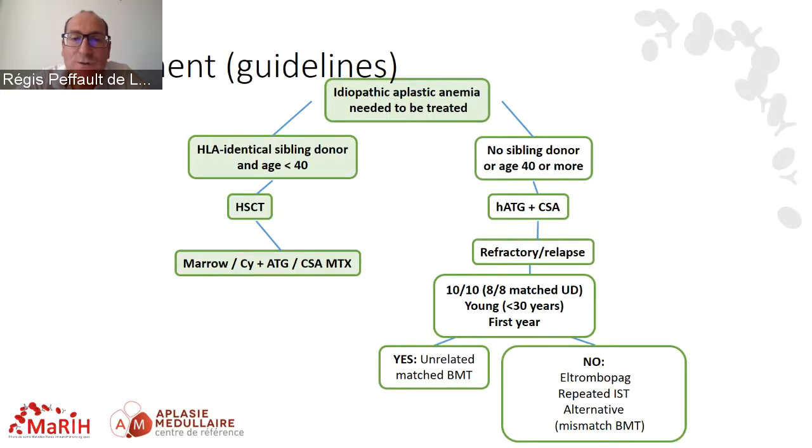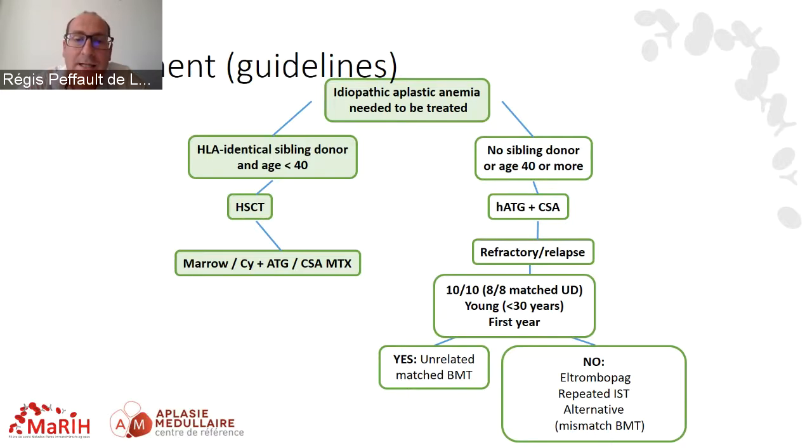The HLA identical sibling donor is still the donor of choice for patients who are older than 40. Obviously, for pediatrics, which I think is mainly the audience, this is the main choice when you have a sibling available. You should use marrow to avoid the risk of graft-versus-host disease. Cyclophosphamide and ATG is still the recommended conditioning regimen. And we have a prospective trial from Italian colleagues showing that the association of cyclosporine plus methotrexate does better than cyclosporine alone. So this is a standard of care.